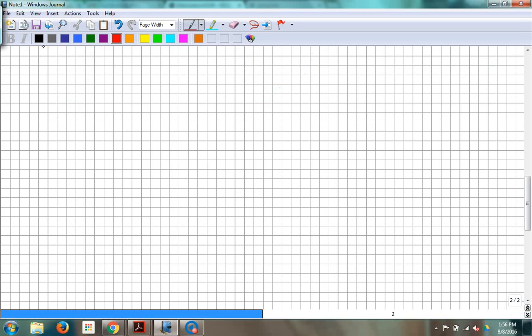All right, so example A. Here's our first system of equations. Let's say we had 3x plus 2y is equal to negative 4. And the second equation is x plus 3y is equal to 1. Okay, we got a system of equations, and I'm going to solve this by graphing.